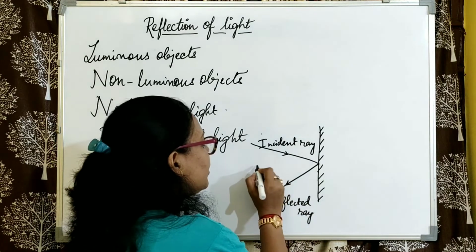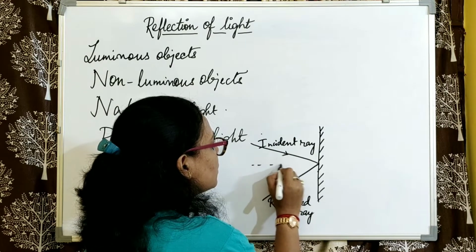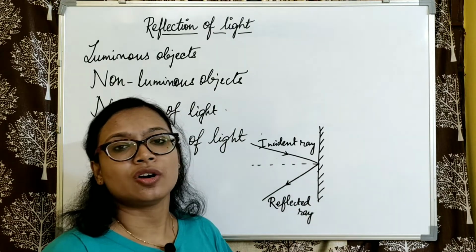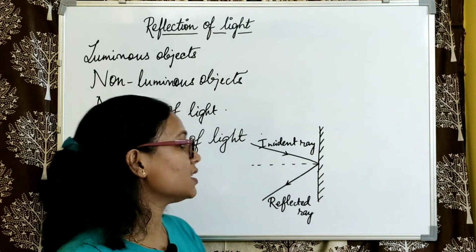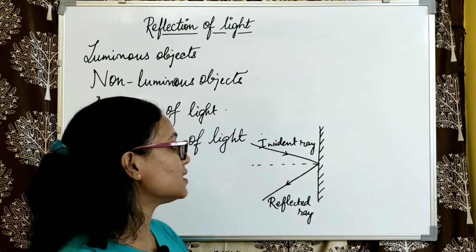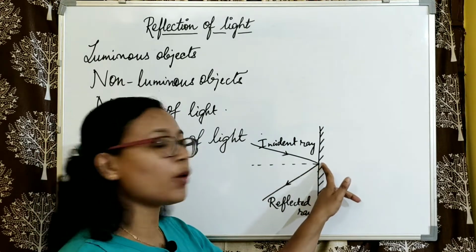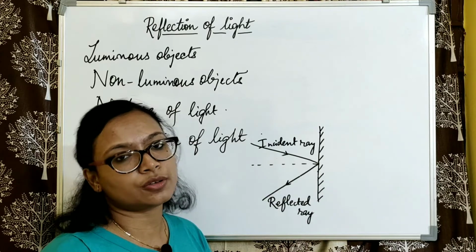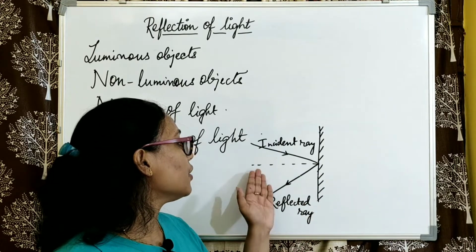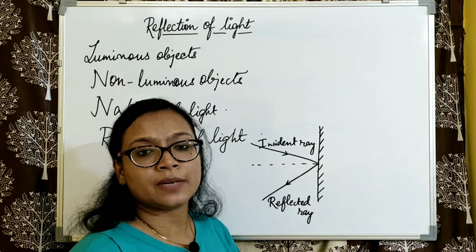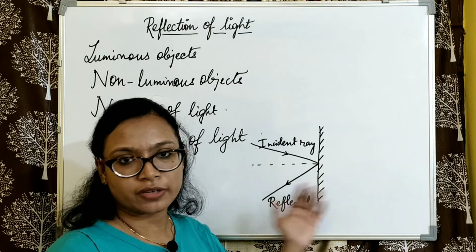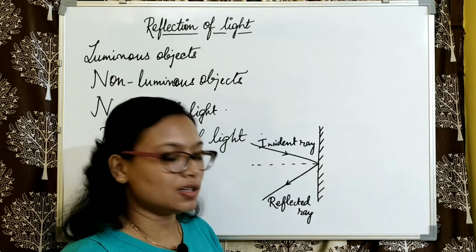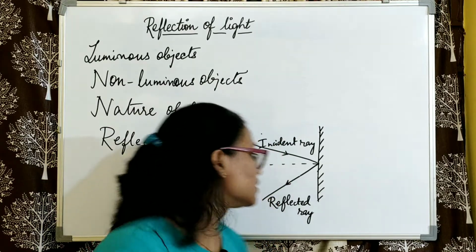Now, if we draw a perpendicular line at the point of incidence. Now, what is a point of incidence? That is the very point where the light ray falls or strikes on the mirror, referred to as the point of incidence. When we draw a line perpendicular to the mirror at the point of incidence, that is referred to as the normal. So this is the normal.